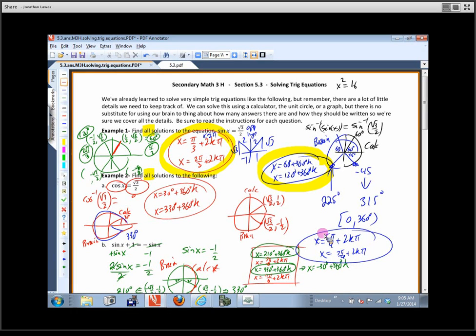So you've got to pay attention to the instructions. You've got to be very careful if you use your calculator or if you graph it or different things like that. You've got to make sure that you identify all the answers, okay?